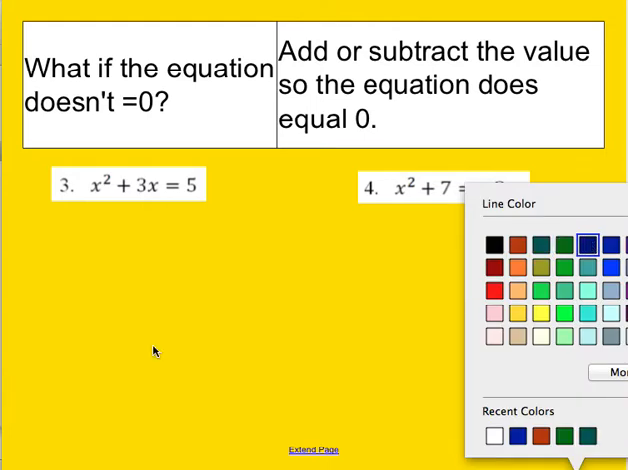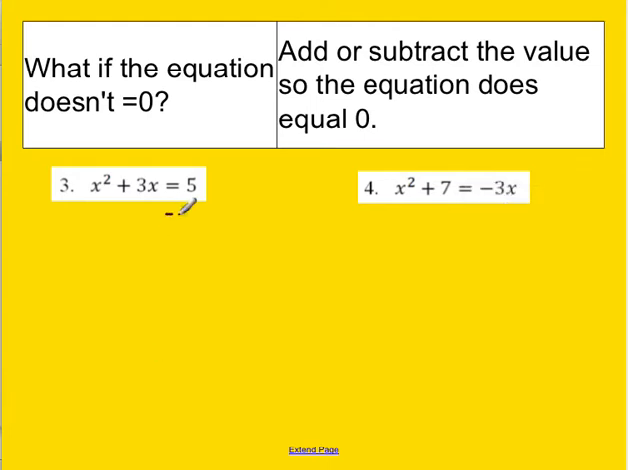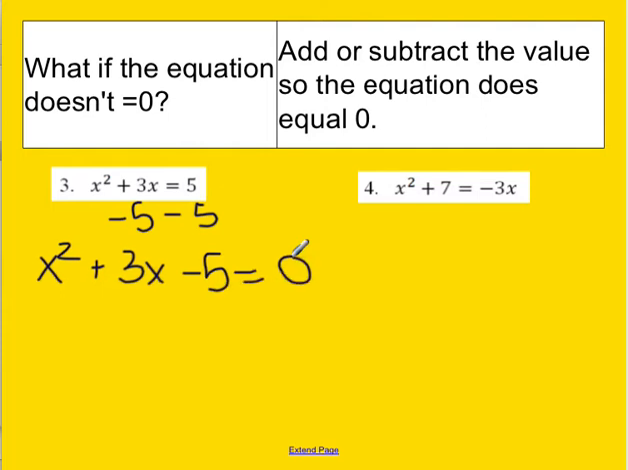Well, I see that 5 is over there on that side. Conveniently, if I subtract 5 from both sides, I will get 0 on that side. So then I get x squared plus 3x minus 5 is equal to 0. Okay, so now we can go ahead and plug this into the quadratic formula. Our a is going to be 1, our b is going to be 3, and our c is going to be a negative 5. So now I'm ready to plug this in.